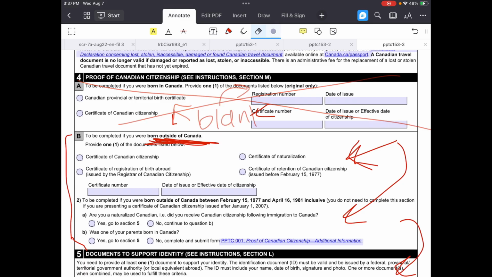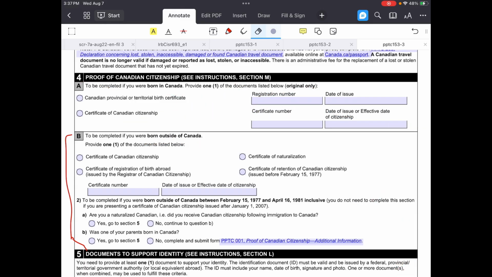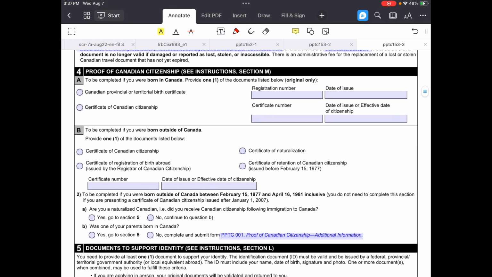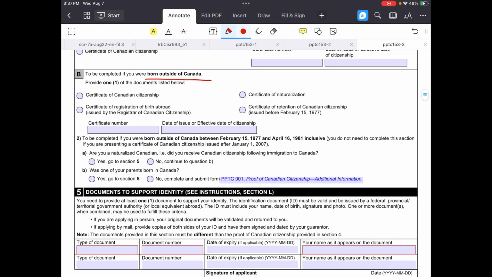So for the sake of this video, we're gonna say that we were born outside Canada. So we're not gonna do this part. We're just gonna leave it blank. We're gonna ignore it, and we're gonna move on to section B, which is for people who were born outside of Canada.